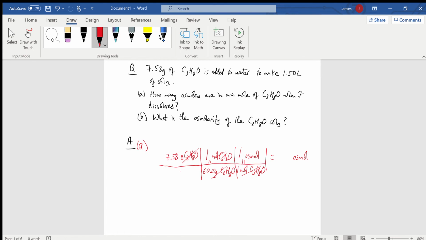Alright, I'm quickly going to check this calculation just to make sure I haven't made a calculation mistake as we go live. 7.58 divided by 60.1.